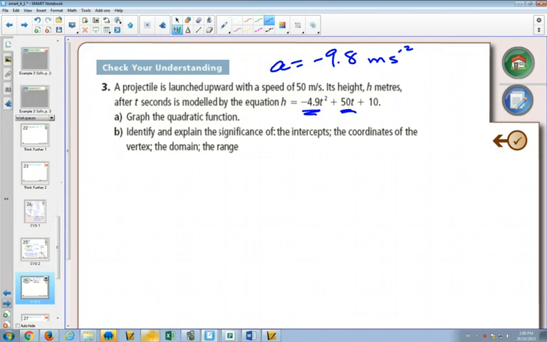If you threw something up with an initial speed of 10 meters per second, that would change this number. And this number by itself is always how high something was to begin with. Because if we make time equal to 0, everything would be 0 except for that 10.